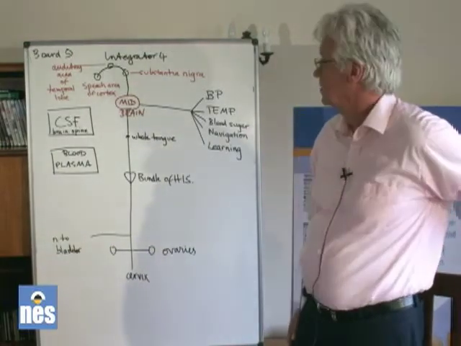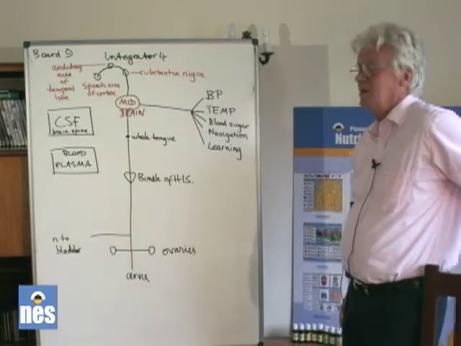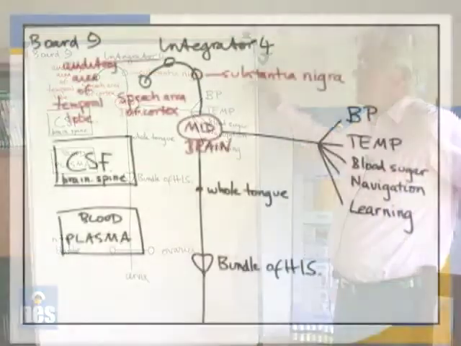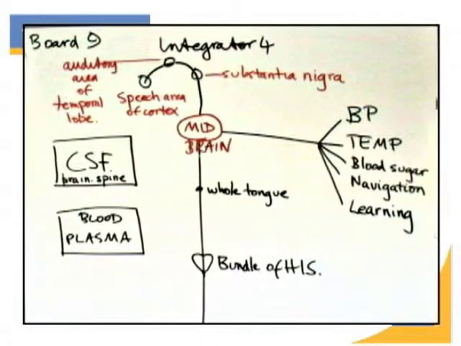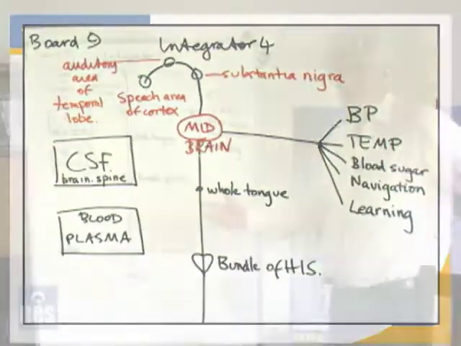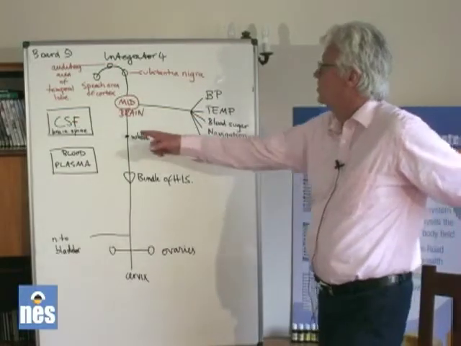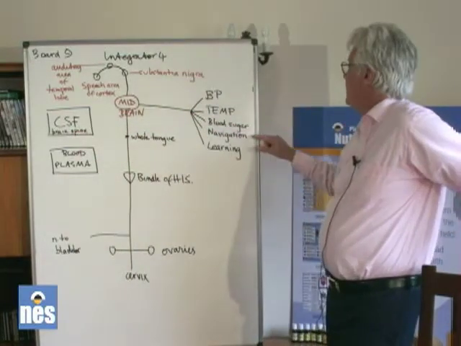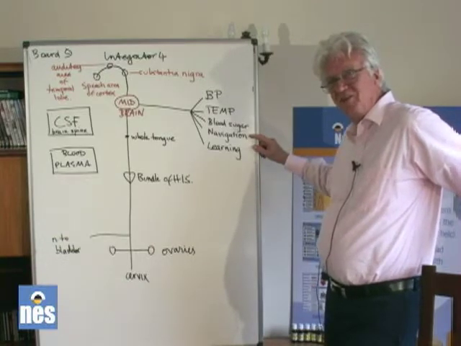Substantia nigra, Google that one. Midbrain is the big structure in the brain that we reach with integrator 4. It's the big regulator. Just remember, put on your card: blood pressure, temperature, blood sugar, navigation skills, and learning. I've had chronic fatigue, and I used to go out in the car in a city where I'd lived for 30 years and get lost. So chronic fatigue affects this particular meridian, this particular integrator, and navigation skills are affected greatly. You just get lost when you go out.